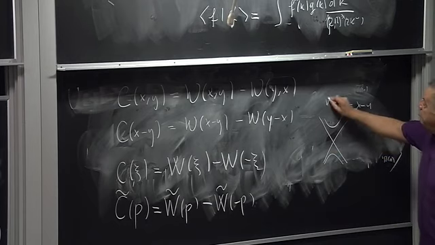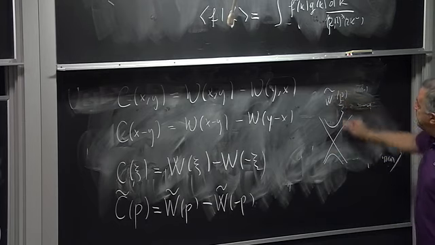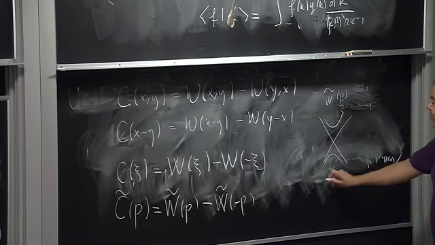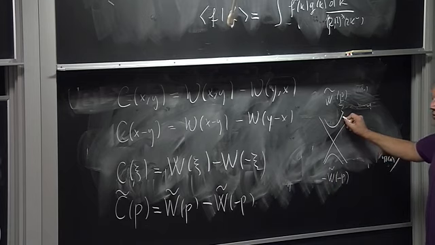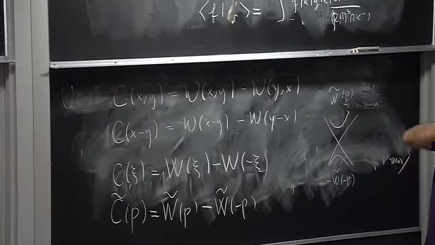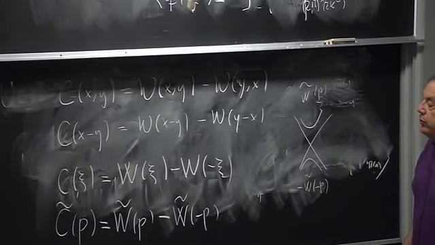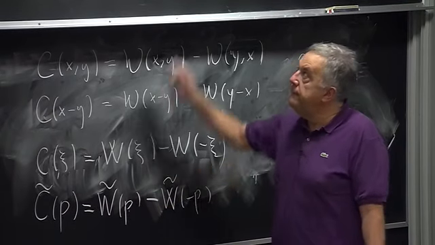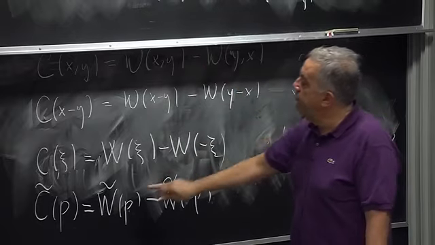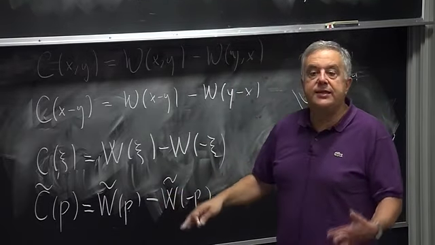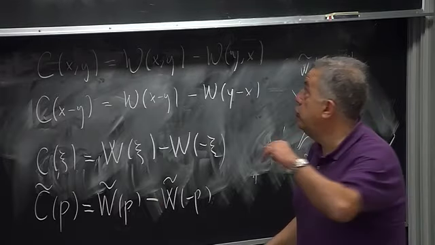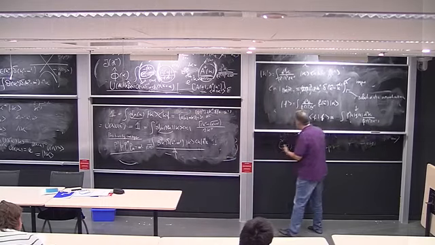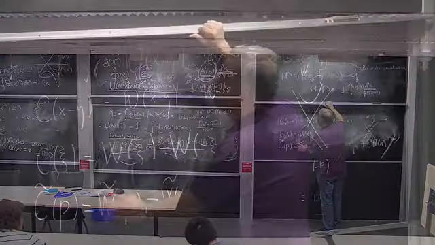Okay? The structure is already this way. C of p has two components. One is W of p. You can call this one W of p, and this one minus W of minus p. Okay? So this is the positive energy part, and this is the negative energy part. Okay? So if you just select the positive energy part here, W, the Fourier transform of this term is the two-point function, and this is the standard solution you could have gotten directly by solving the Klein-Gordon equation by Fourier transformation. You have to solve this equation.